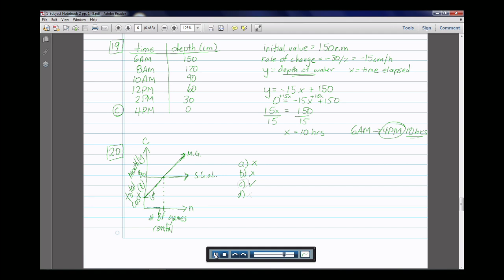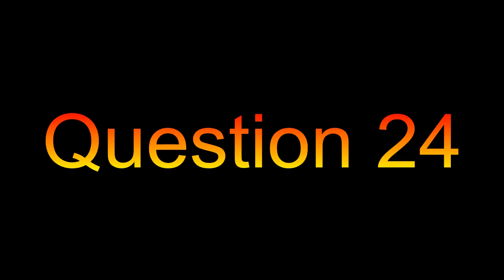So it costs the same amount to rent 30 games from the 2 sites. Well, 30 games would be off to the right and right off the graph. And again, they're just checking to make sure that you know number of games is here, and this is the dollars, the $30 is up there. So D is incorrect, and the correct answer is C.